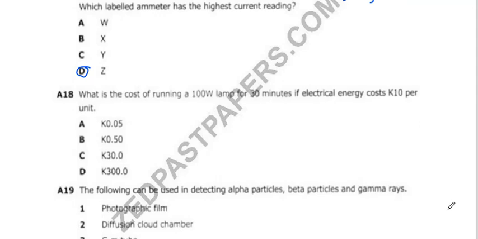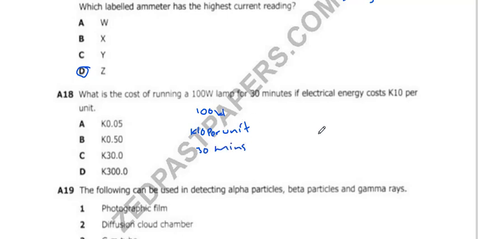Question number 18 says, what is the cost of running a 100 watts lamp for 30 minutes if electrical energy costs 10 kwacha per unit? So firstly, 100 watts and 10 kwacha per unit. What else are we given? 30 minutes.